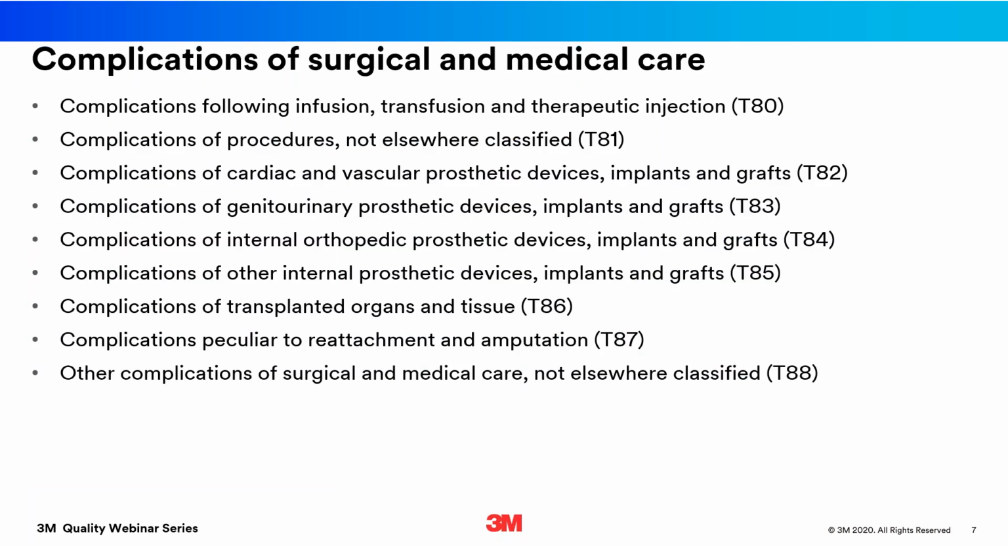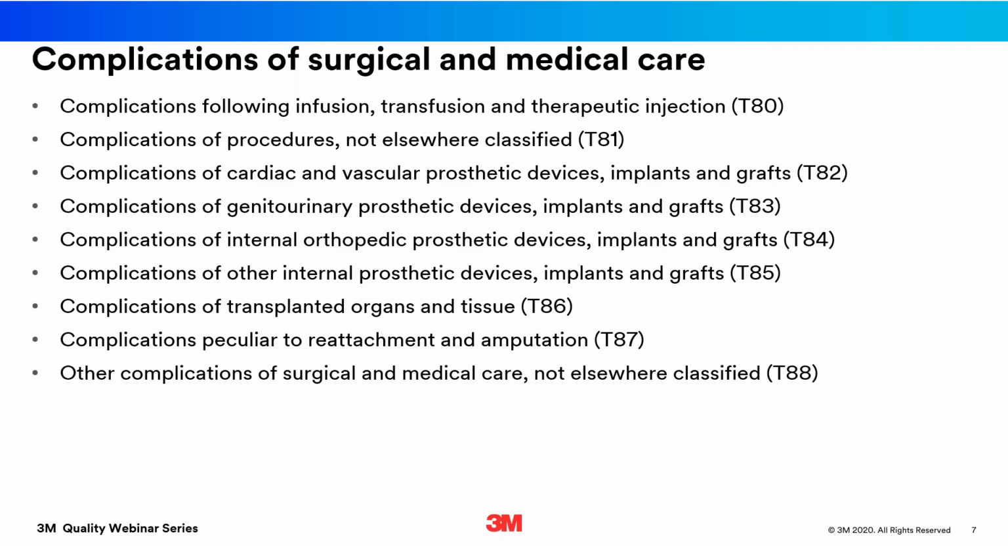Now, many of the complication codes in ICD-10-CM are classified to a T code. And so that's what you're seeing on here. The different categories within the T code range start at T80 and go up to T88. And so these are different types of complications.